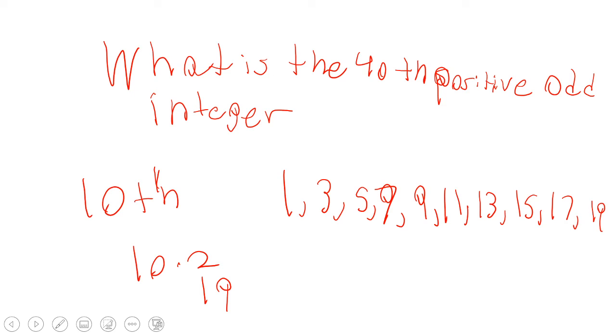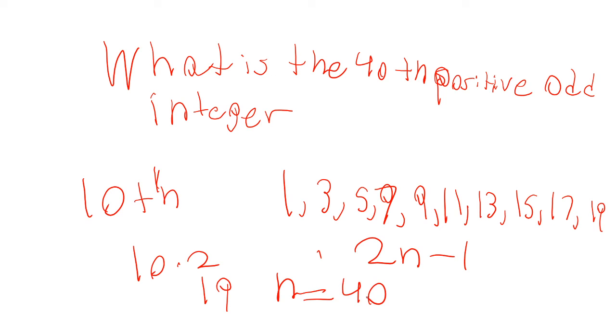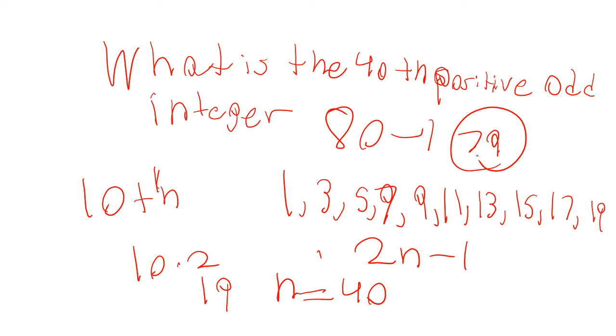Now we already know a formula for this, right? We've just successfully derived our formula. And our formula is, first we multiply by 2, 2n, minus 1. And that gives us the answer. We're going to try this when n is equal to 40, because that's what we're doing here. The 40th positive odd integer: 2 times 40 is 80. 80 minus 1 is 79. So the 40th positive odd integer is just 79.